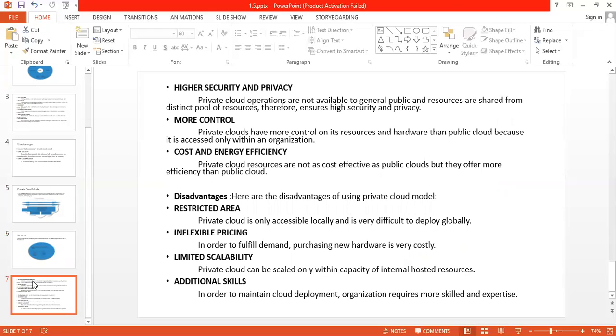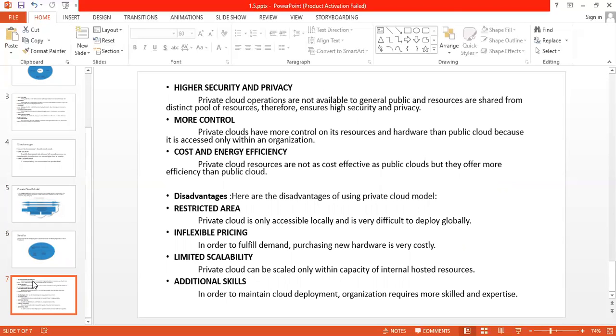So higher security and privacy. As I said, when we are taking a private cloud, it means the data is that important. If one person is going for a private cloud instead of a public cloud, it only means that the data needs to be secure, the data needs to be safe, and the data is so important that he is purchasing the private cloud. So higher security and privacy is maintained in the private cloud.